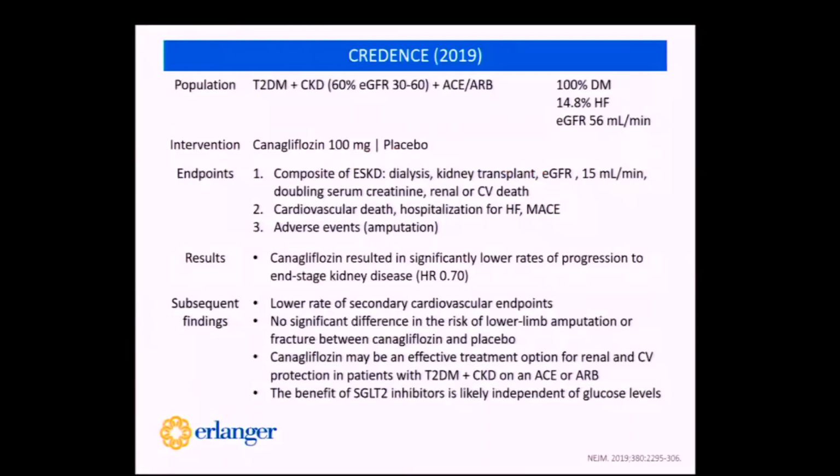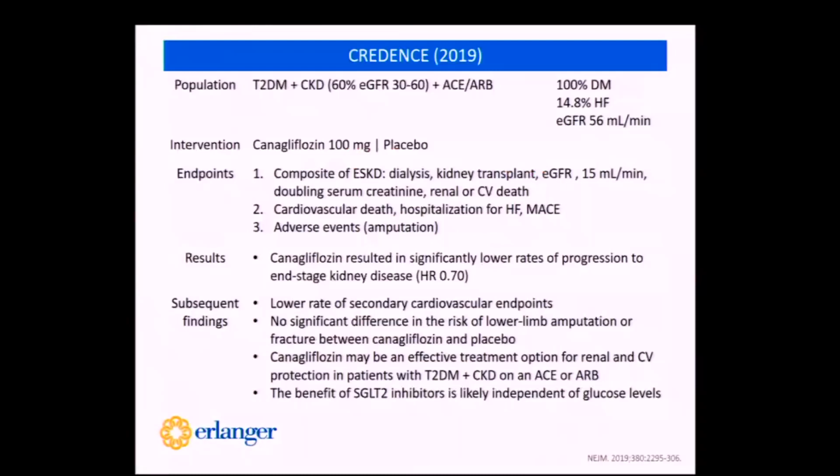As a result, the CREDENCE trial found that canagliflozin had significantly lower rates of progression to end-stage kidney disease with a hazard ratio of 0.7. They also found lower secondary cardiovascular endpoints, no significant difference in the risk of lower limb amputation or fracture between canagliflozin or placebo. So this was the point at which the FDA removed the black box warning. And they hypothesized that canagliflozin may be an effective treatment option for renal and cardiovascular protection in patients with type 2 diabetes and CKD who are already on an ACE or an ARB at baseline.